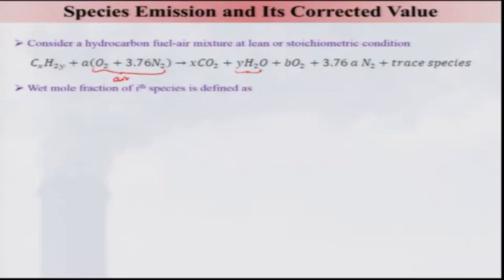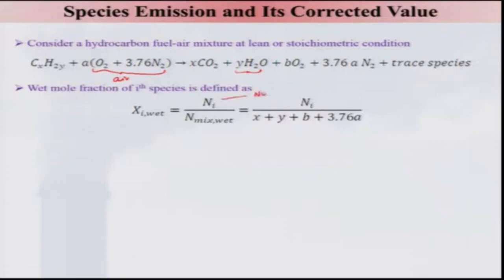Let us now look at the wet mole fraction of the ith species, which can be defined as xi of wet mixture equals ni, the number of moles of the ith species, divided by n of the wet mixture. That means it depends on the condition. If you look at the denominator, that will be x plus y, plus b for oxygen, and y for water, and 3.76a.